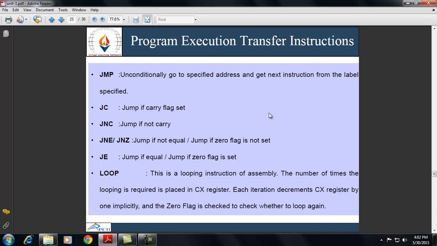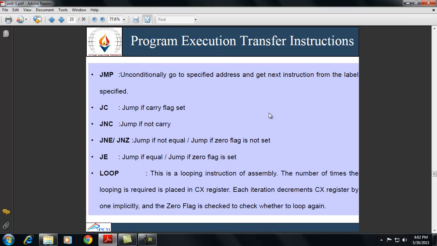But all the conditional jumps follow some conditional statement or any instruction that affects the flag. For example, JC, jump if carry flag is set; JNC, jump if not carry; similarly, JNE, jump if not equal; JE, jump if equal. And LOOP, which executes a number of times, but the number of times the looping is required is placed in the CX register only.